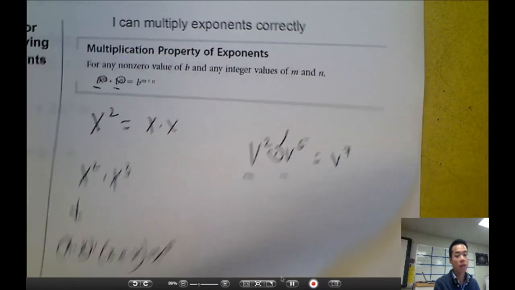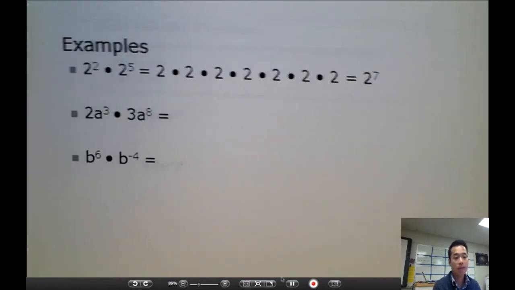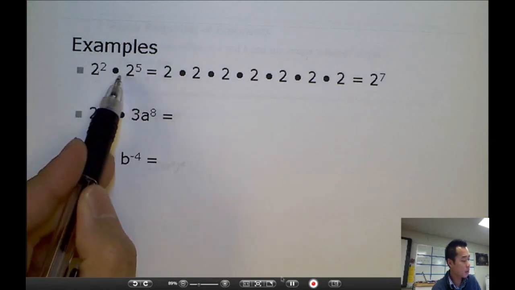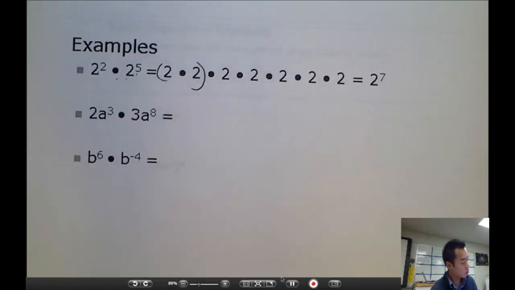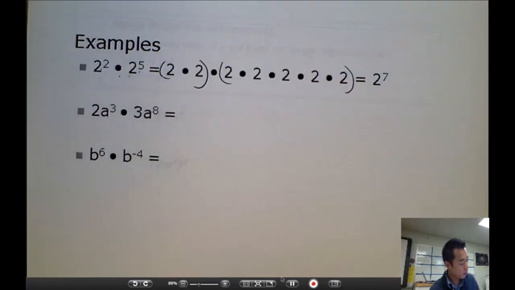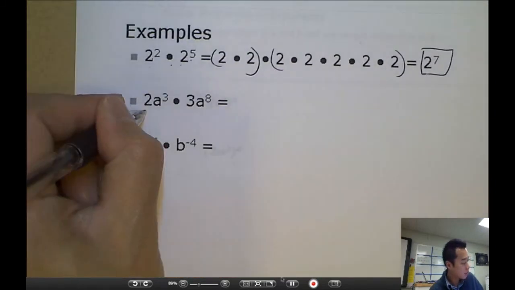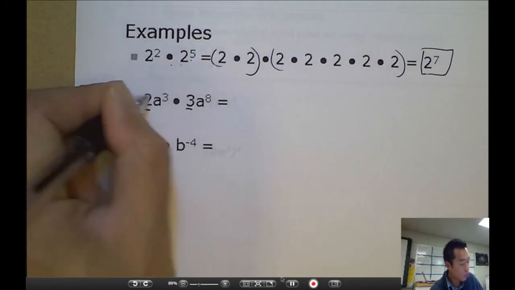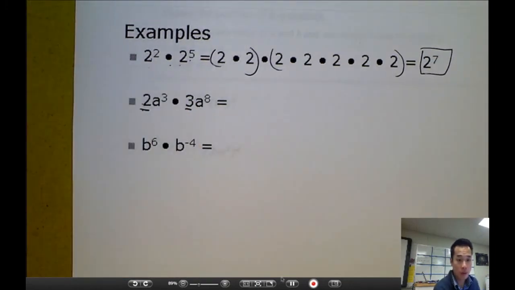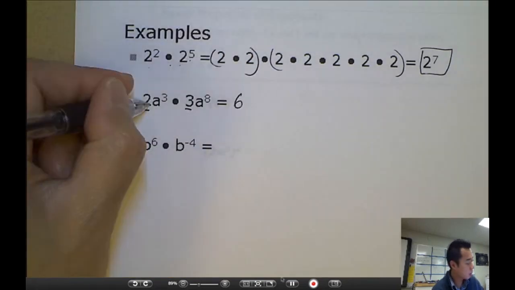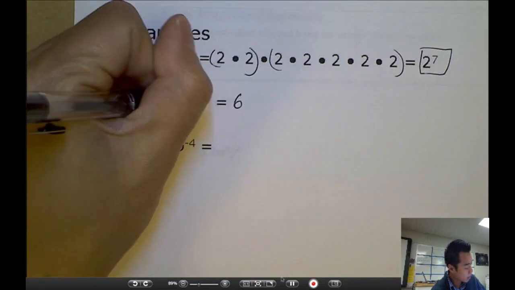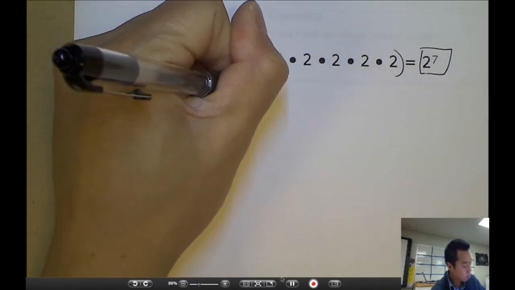Okay. So here are some examples that I have. I have 2 squared times 2 to the fifth. Well, there's 2 squared. There's 2 to the fifth. My final solution is 2 to the seventh. The next one, 2a to the third times 3a to the eighth. Now, the same rules apply here. You're multiplying your coefficient first, so 2 times 3 would be 6. And then a to the third, and then times a to the eighth would be a to the 11th.